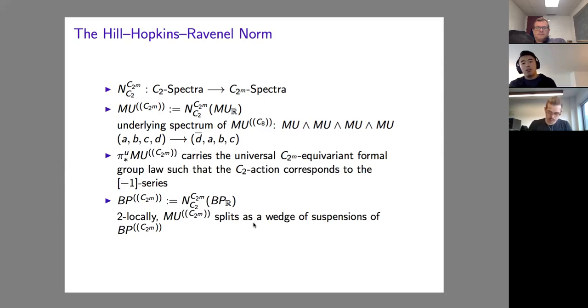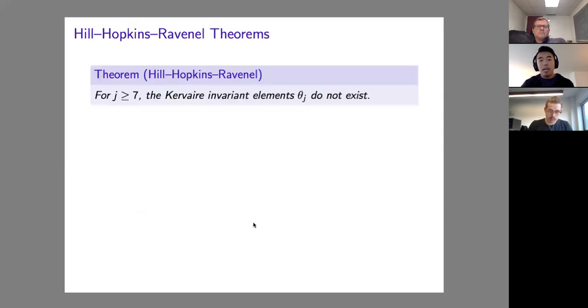All right, so G equivariantly, we have these theories MU_G. You might ask, what are these theories good for? Well, they're good for a variety of things. One thing they're good for is that Hill, Hopkins, and Ravenel used it to solve the Kervaire invariant problem, which is a long-standing open problem in algebraic topology.